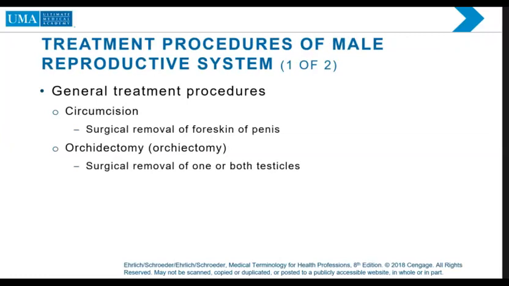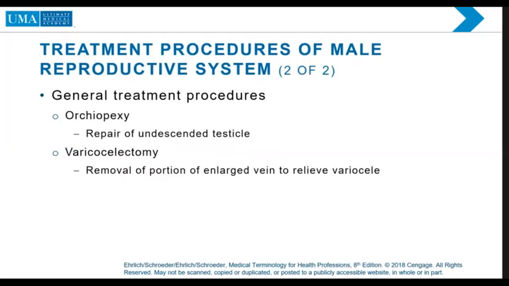Some treatment procedures of the male reproductive system. General treatment procedures: circumcision is the surgical removal of the foreskin of the penis. Orchidectomy or orchiectomy is the surgical removal of one or both testicles. Orchiopexy is the repair of undescended testicles.